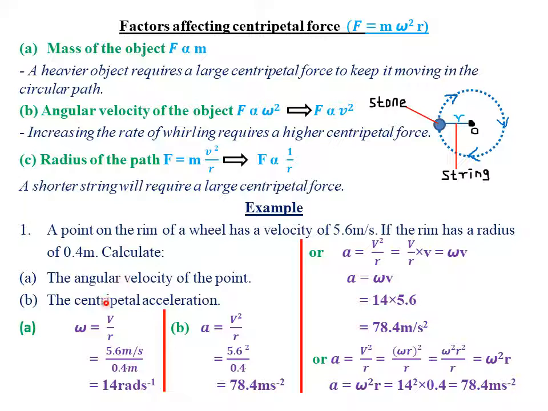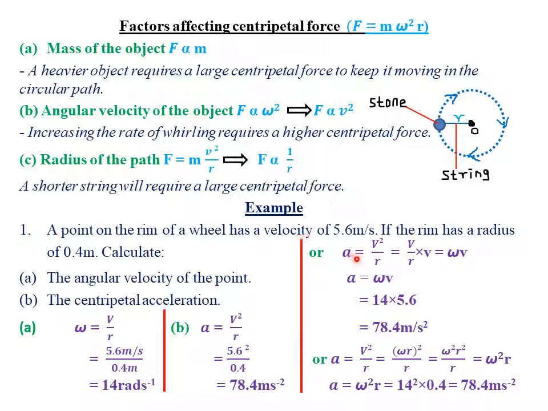Then part B, they want us to find the centripetal acceleration. There are several formulas for finding centripetal acceleration. The first formula is that centripetal acceleration is given by the square of the linear velocity over the radius. Because the linear velocity is 5.6 and the radius is 0.4, 5.6 squared divided by 0.4 gives a centripetal acceleration of 78.4 meters per second squared.